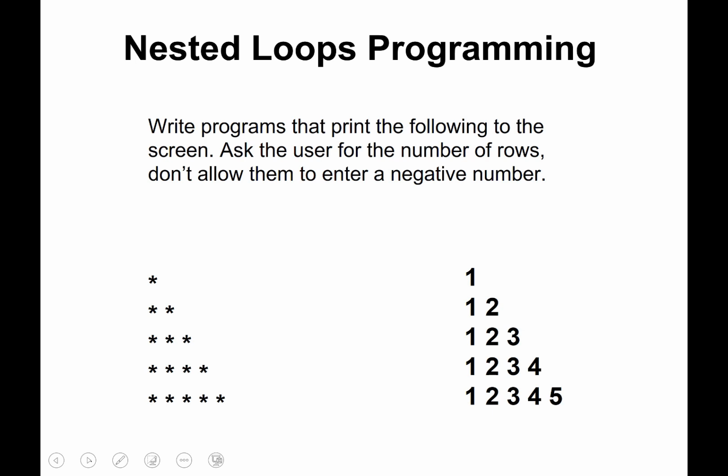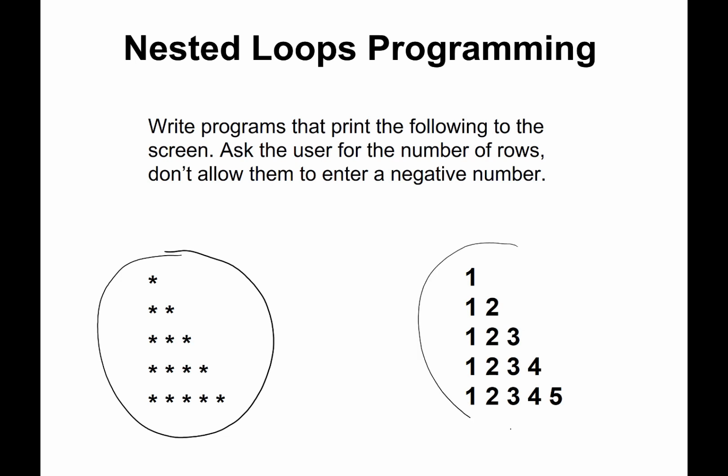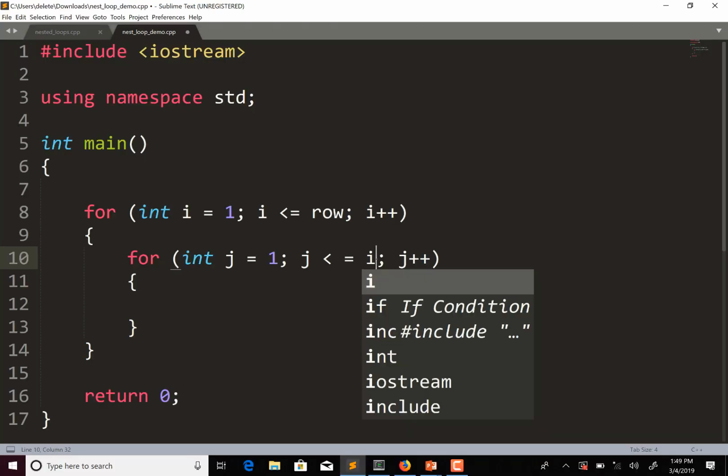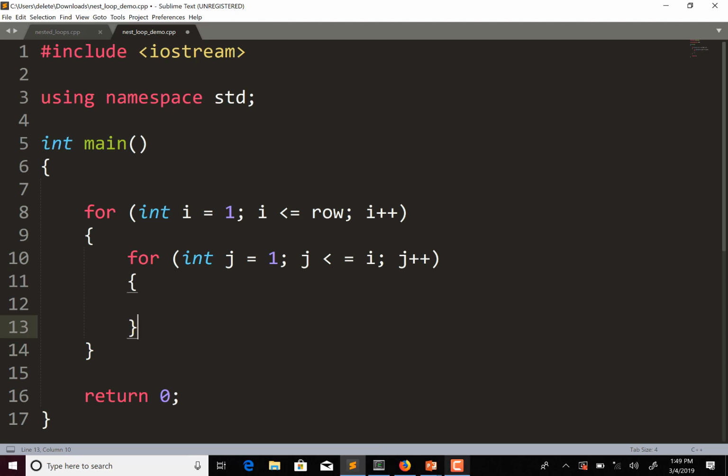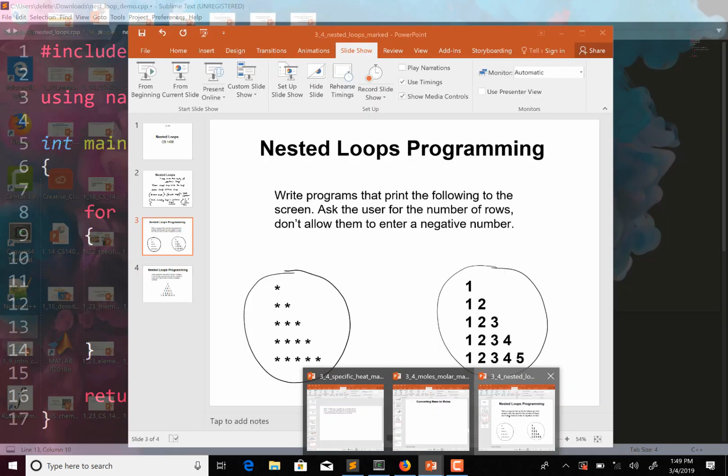Now I want to do some example code using nested loops. What we want to do is write a program that's going to print these things on the screen. We're going to start with this one, printing those stars like that. And then we're going to change our program so it displays 1, 1 2, 1 2 3. Let's go back and look at the instructions.